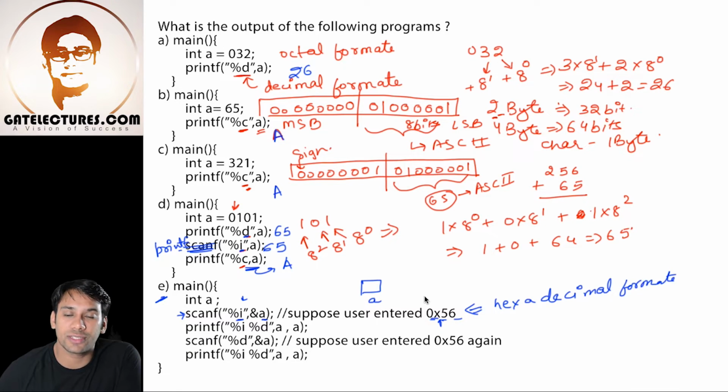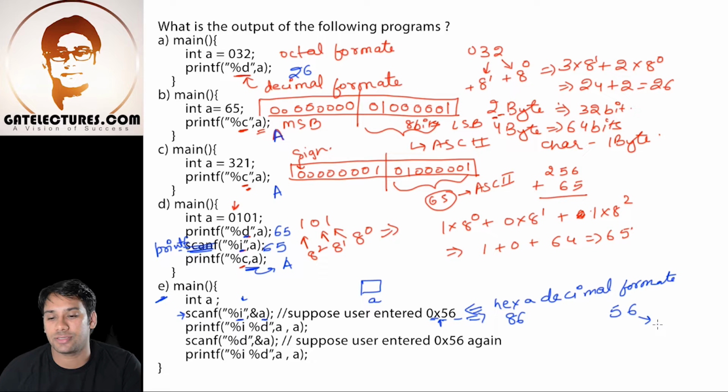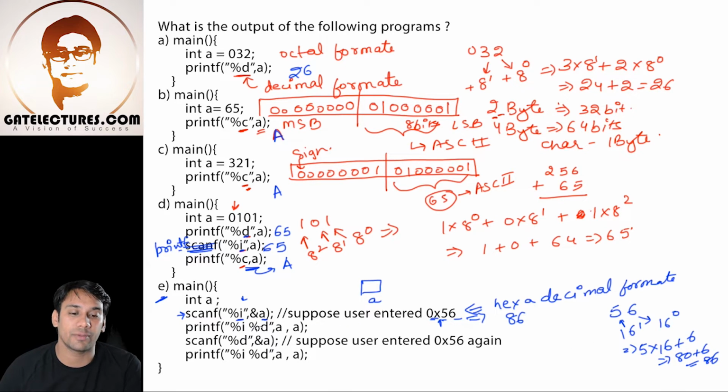What is the decimal equivalent of this 0x56? If you convert this 0x56 into decimal, then this value is basically 86. You can see how to convert this value. This is 6, so multiply this by 16 raised to power 0 and this by 16 raised to power 1. Then this becomes 5 into 16 plus 6, which is equal to 80 plus 6. Therefore 86. So this statement is going to take the value of A, and the user entered the value 0x56, which is equivalent to the decimal value 86.